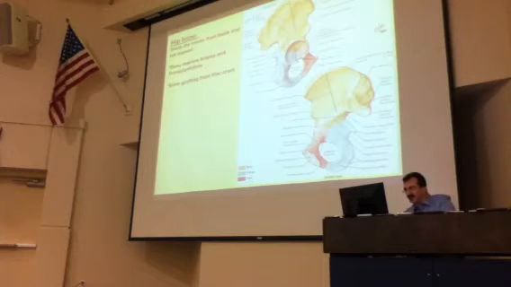And this part is important because, first of all, the head of the femur articulates with the acetabulum, and that is the hip joint. So the hip joint is here, where the head of the femur articulates with the acetabulum.